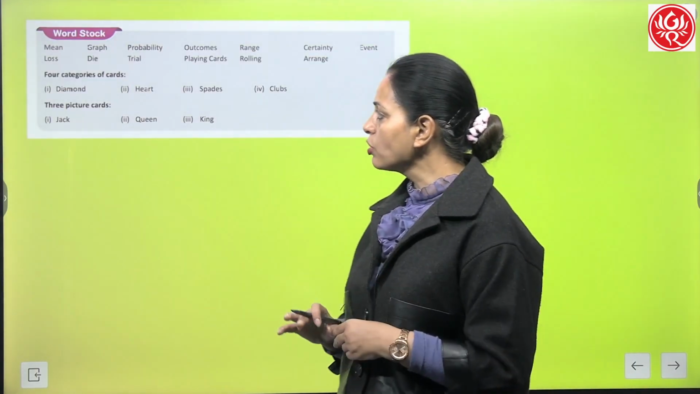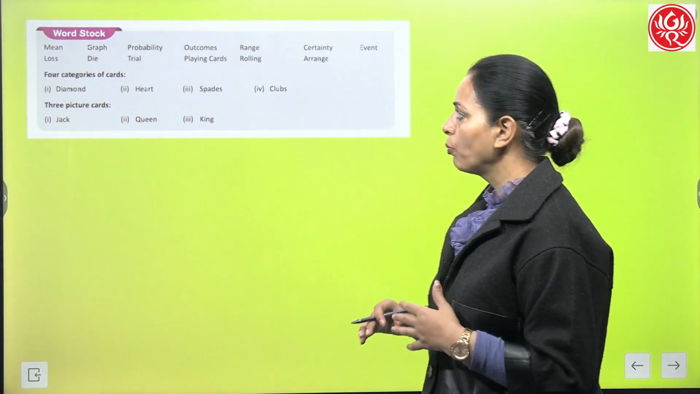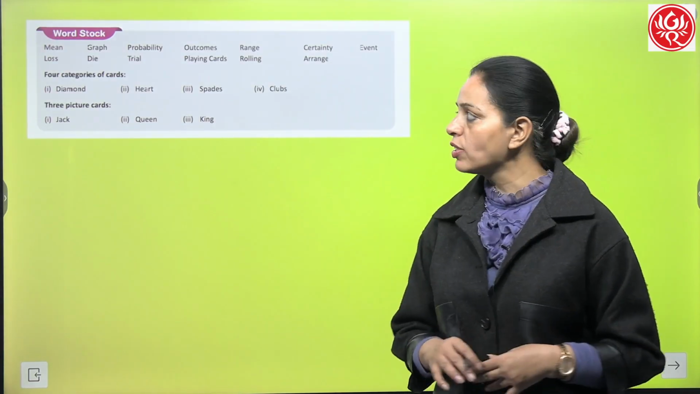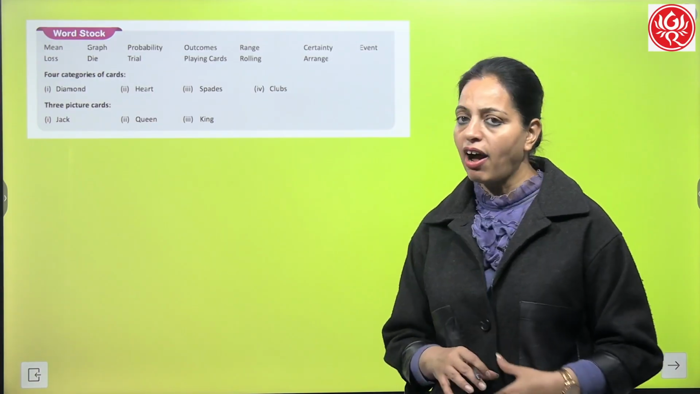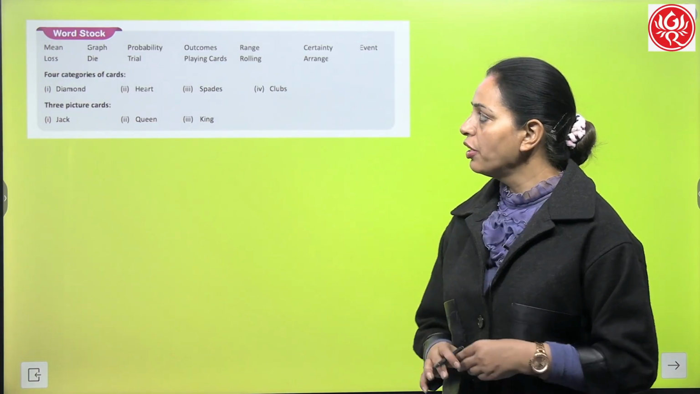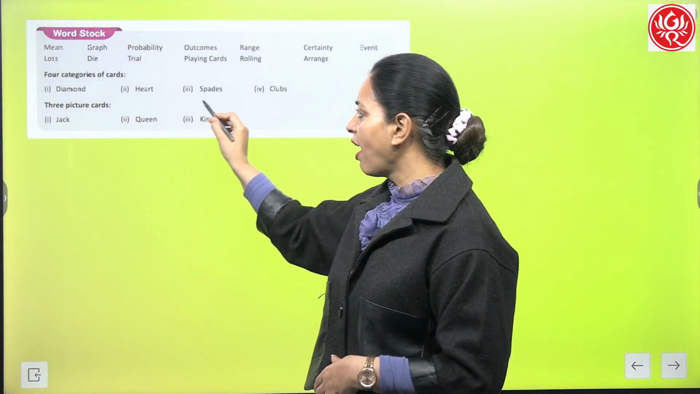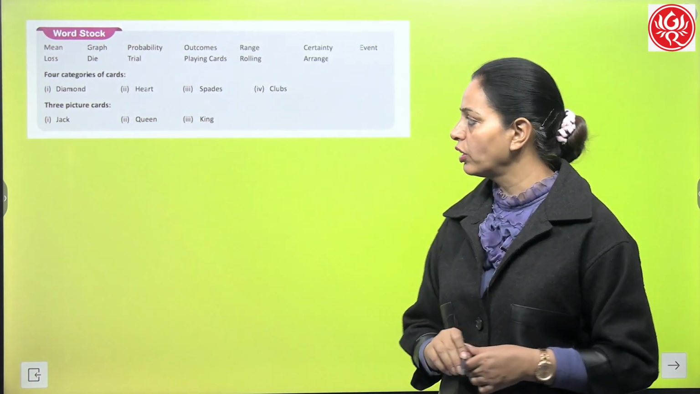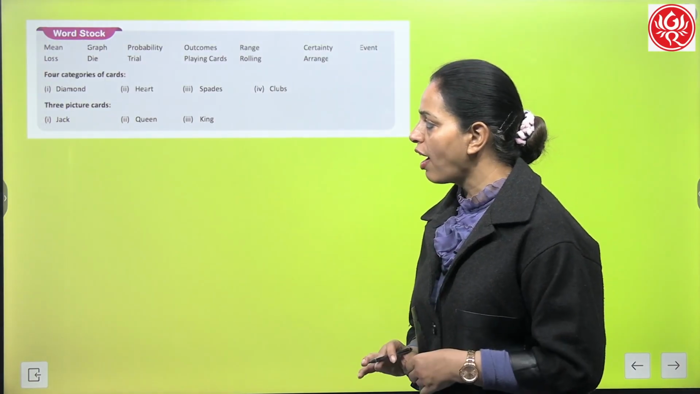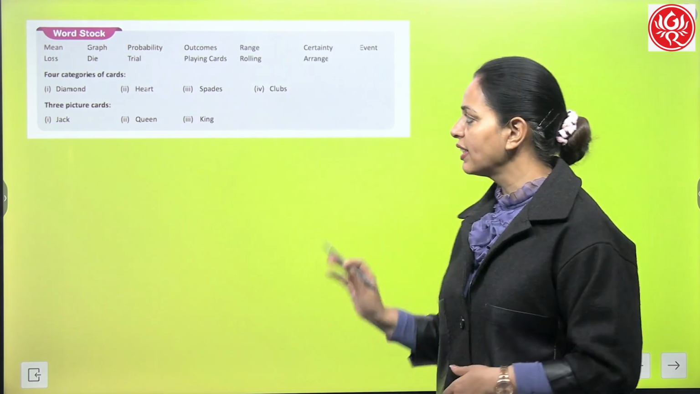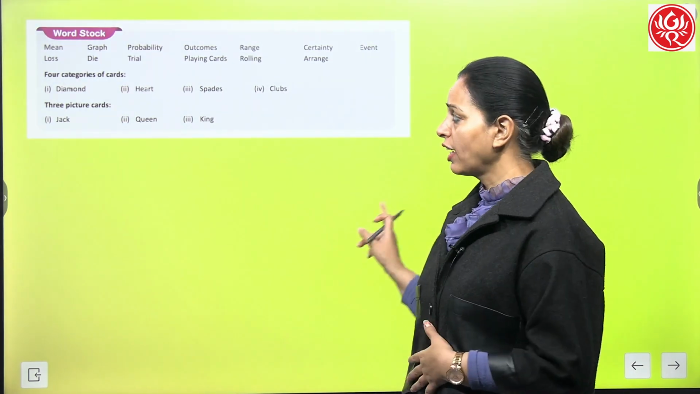Now we have the word stock: mean, graph, probability, outcomes, range, certainty, event, loss, die, trial, playing cards, rolling, arrange. Now 4 categories of cards. The first is diamond, second is heart, third is spade, and the fourth is club. And 3 picture cards. The first is jack, the second is queen, and the third is king. I hope these are clear to you.